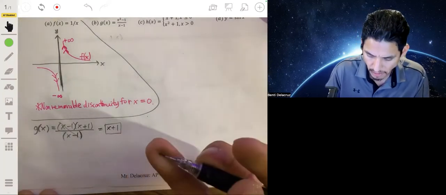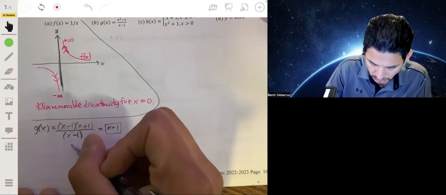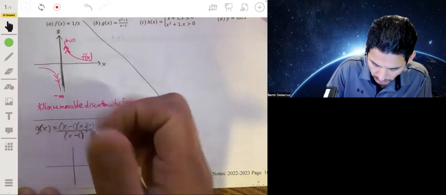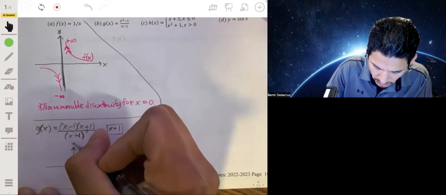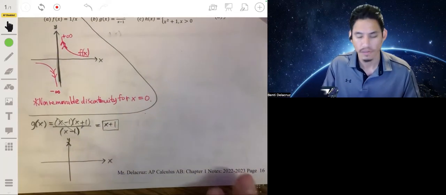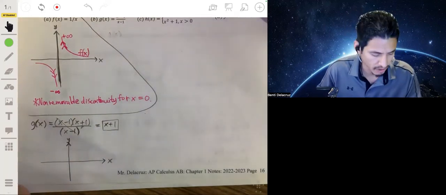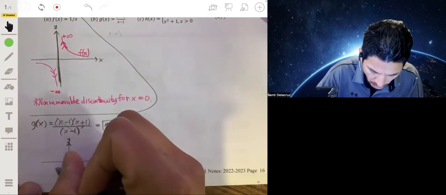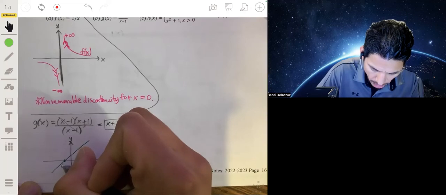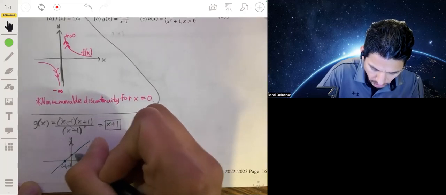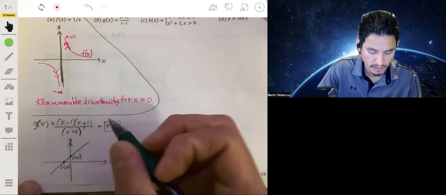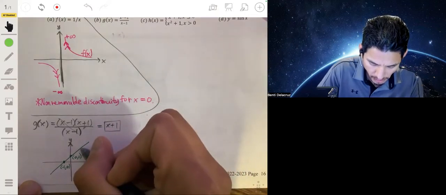So let me draw a sketch of this over here. Kind of regret putting this graph down here now. It's actually smaller than I thought, but anyways. The x plus 1 graph we know is just our basic linear equation, with intercepts at negative 1, 0 and 0, 1.